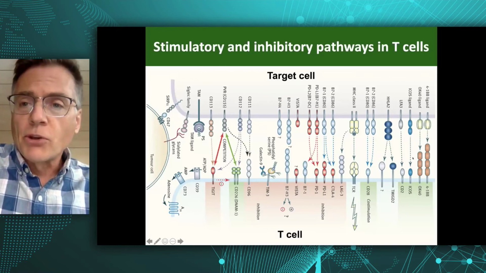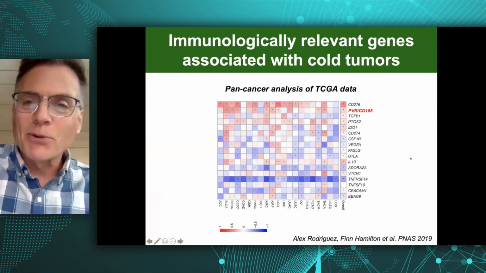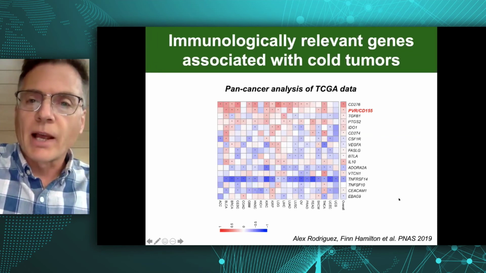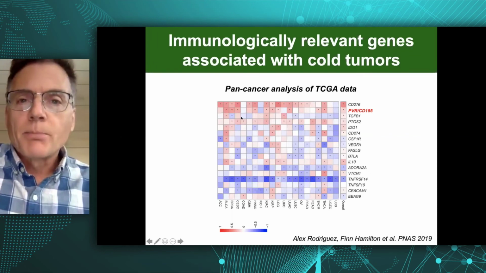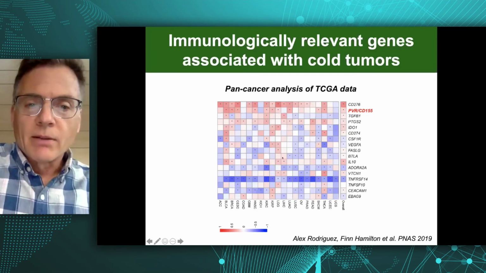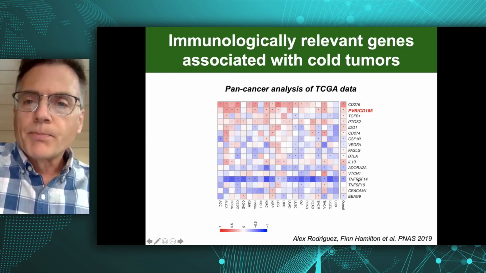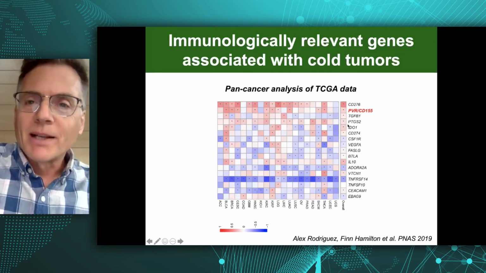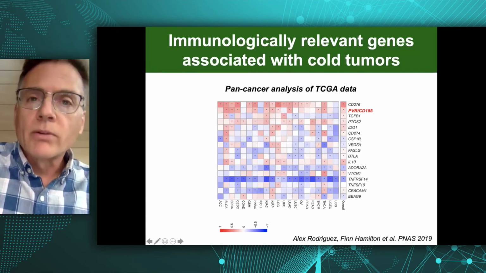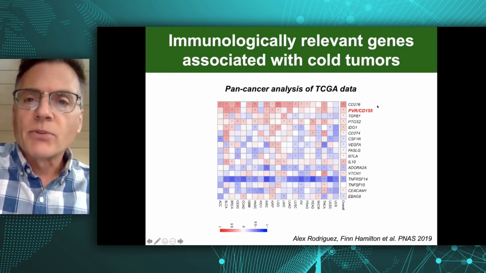Obviously this is a huge area of research, and I've only got 10 minutes, so I'll just tell you one little vignette from some work coming out of my lab. The first part of which was published last year in PNAS, where we did a pan-cancer analysis looking at TCGA data. These are all the different types of cancer, and what I'm showing you here is a heat map of the association of different immunologically actionable genes or proteins and their association with the cold tumor phenotype across these different types of cancer.